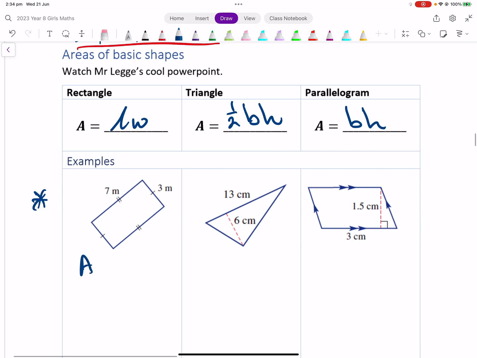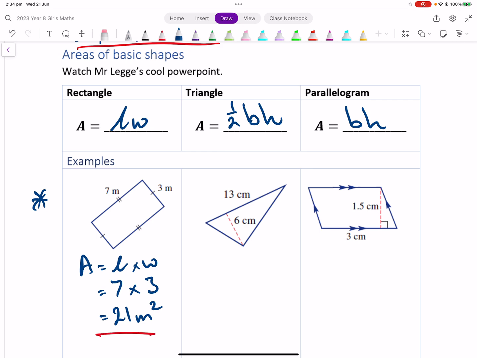So the area is length times width. It's a rectangle. Let's substitute those values. 7 times 3 equals 21, and the units are metres squared because we measure area in squares.